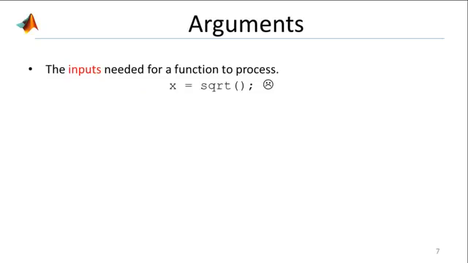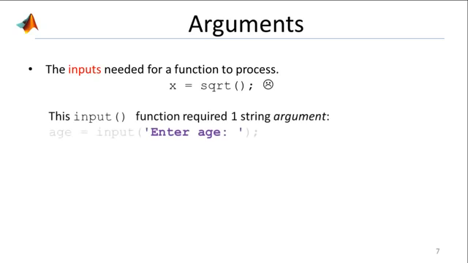Now, moving on to the second vocabulary word. The arguments are the input needed for a function to process. If you would have written x equals square root open parentheses, MATLAB would crash. If you want to calculate the square root of a number, you need to provide that number. That's called the argument. For example here, this required 1 string argument. Strings usually are in quotes and show up in purple. But without that, MATLAB cannot process the input function.